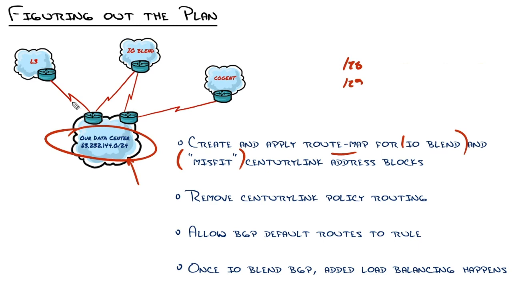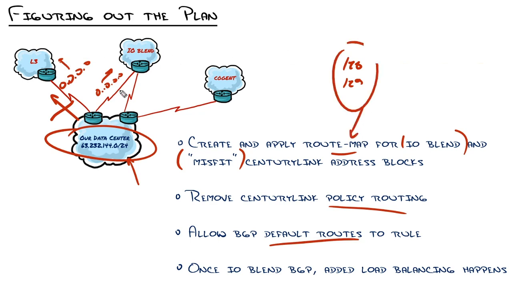So instead of doing policy routing to send the CenturyLink addresses that way and using a default route for everything else, I want to remove that. That's this step right here. Remove the CenturyLink policy routing and allow the default route to rule that connection. So we'll have default routes going for Level 3 and for the IO Data. Let that all happen and use policy routing for all the misfit subnets and force those to go out the IO Data because these guys wouldn't recognize them.